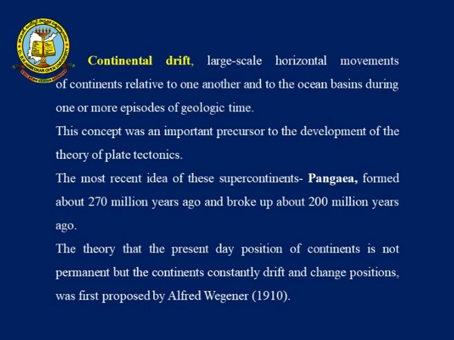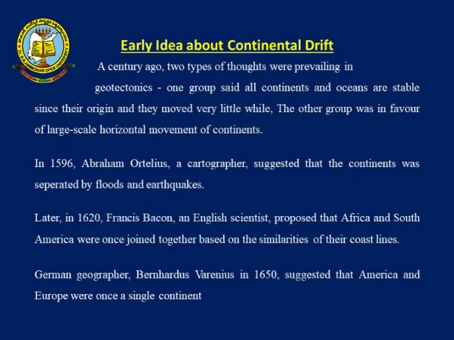The theory that the present day position of continents is not permanent, but that continents constantly drift and change position, was proposed by Alfred Wegener in 1910. Regarding the earlier ideas about continental drift, a century ago, two types of thoughts were prevailing in geotectonics. One group said all continents and oceans have been stable since their origin and moved very little, while the other group was in favor of large scale horizontal movement of continents.